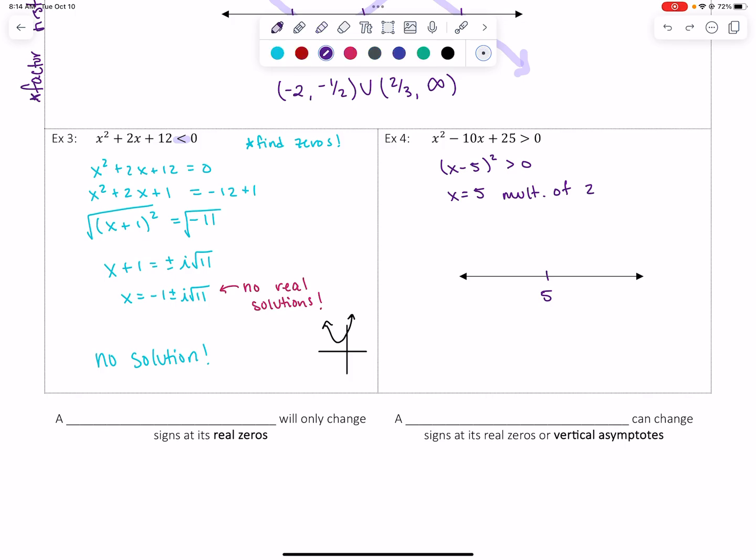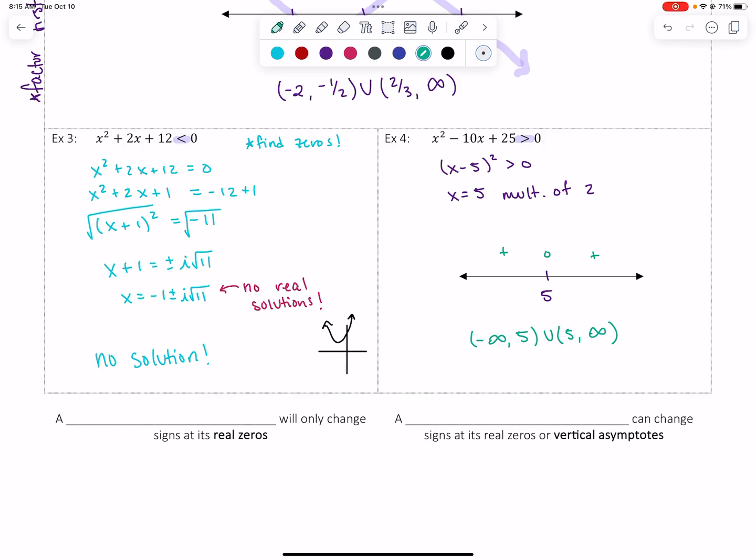So if I have my plus or minus signs, I know it's going to be positive here, positive here, and 0 right there. So I'm looking for when it's going to be greater than 0. Now, if it was greater than or equal to, it would be all real numbers, but it's going to be from negative infinity to 5 union 5 to infinity, because at 5 it equals 0, and we want when it's greater than 0.